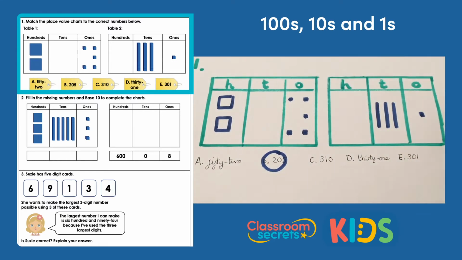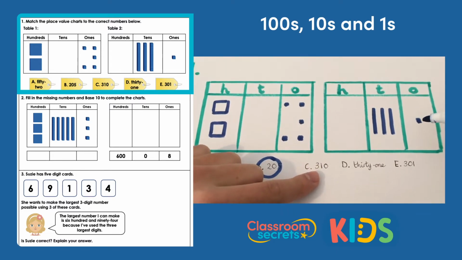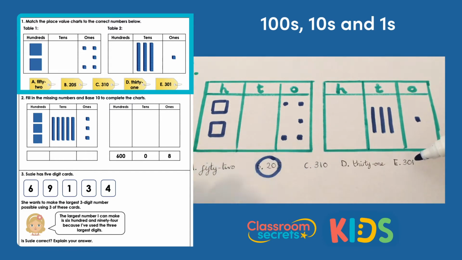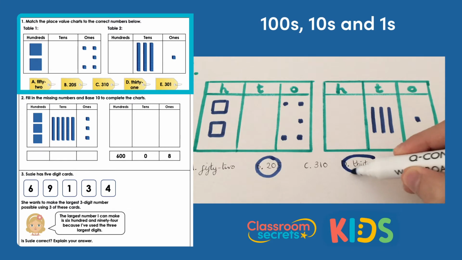Let's look at table 2 over here. We have 0 in our hundreds. So we're looking at a 2-digit number here. We have 3 tens, 30, and a single 1. 3 tens, 30, and 1, 31. So it's not 52. It's not 310 because there aren't any hundreds, so it can't be a 3-digit number. It can't be 301 for the same reason. There's no number in our hundreds, so it must be D, 31.